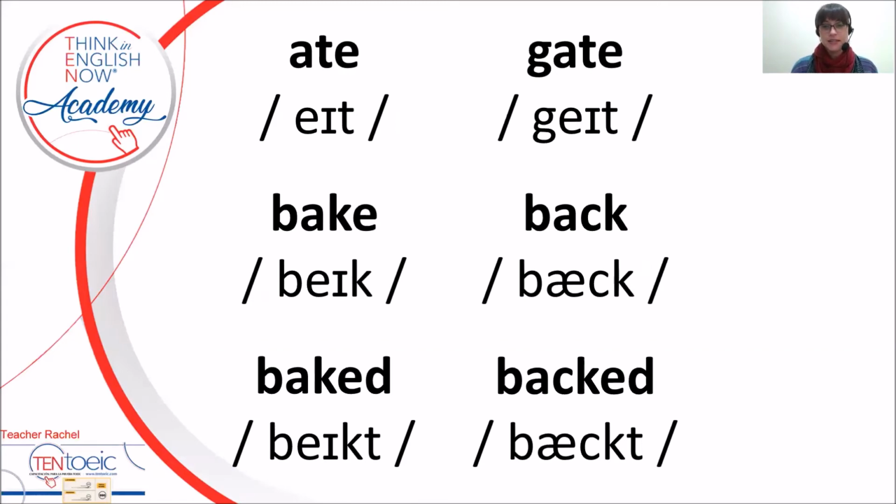Gate. This is similar to door, but it's outside of our house. So here's our house. Around our house is a fence, and there's a little door that opens. That is the gate. Or maybe where cows or horses live, there's a fence around the cows and horses, and there's a door that opens. That is a gate.